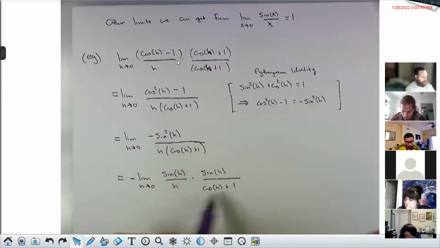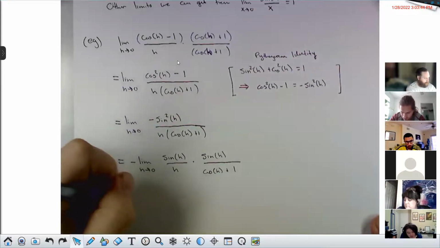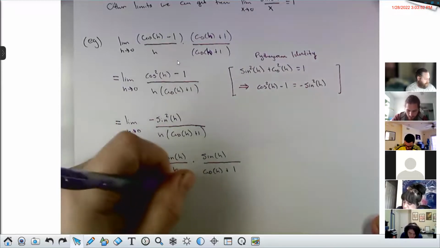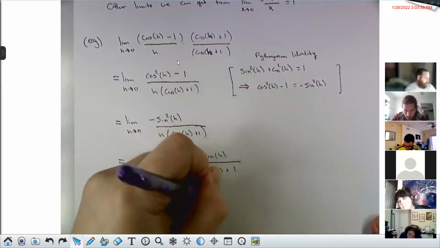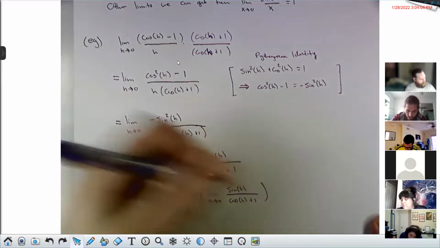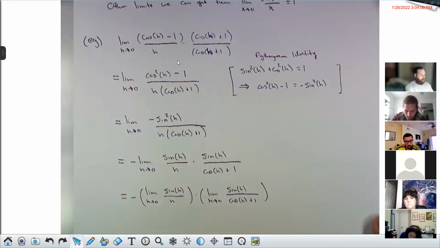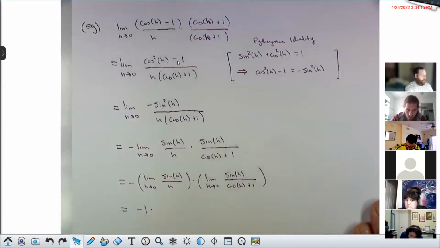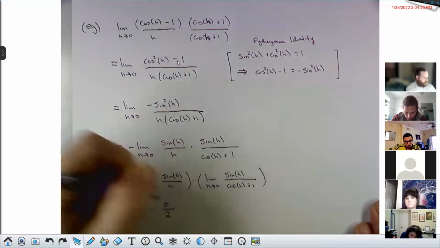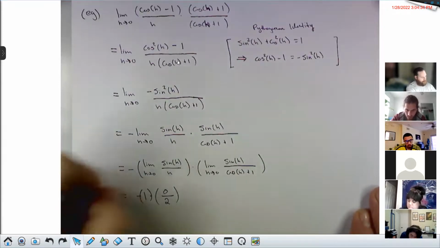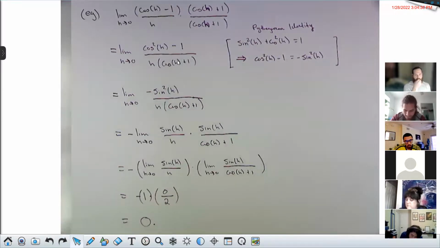Again, our limit laws allow us to take the limit of each of these pieces separately. So I'll write it negative limit as h goes to 0 of sine h over h times limit as h goes to 0 of sine h over cos h plus 1. That first piece is 1 by our geometry argument. So I have negative 1 times. This piece is continuous at 0, right? Cos h is 1, sine h is 0, so this is 0 over 2. So you get negative 1 times 0, which is 0. So yeah, cos h minus 1 over h really does go to 0.